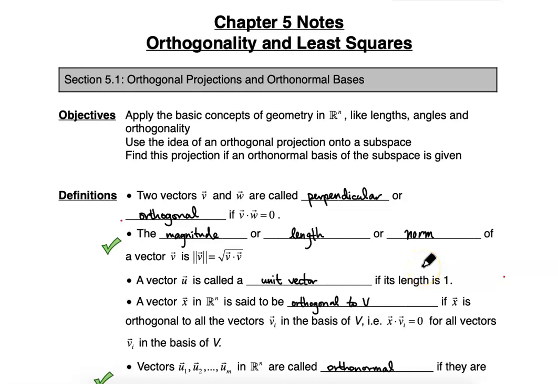So this is the first section in chapter 5. If you haven't printed the notes yet, you can do it later, or you can pause now and print them now. But anyway, I will probably be going too fast for you to copy at the same time.